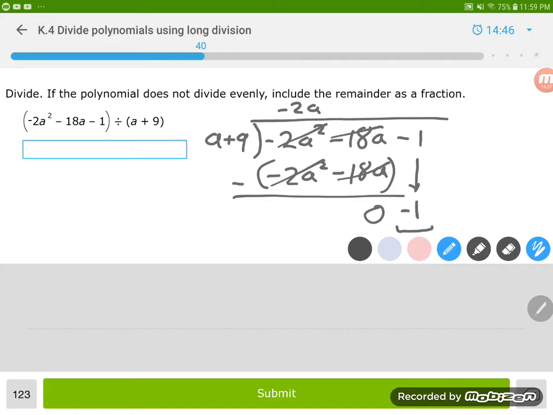So our question is, how many times can a divide negative 1? And well, it actually can't, right? A is a variable, negative 1 is not a variable, it cannot evenly divide it, we cannot divide it a whole number of times. So what we're going to do is we're going to call the quits right there because we can no longer divide. That's how you know when to stop. And we're going to have negative 2a, and then our remainder, same deal as before, is going to be negative 1 divided by a plus 9. Okay, so that should be our answer.